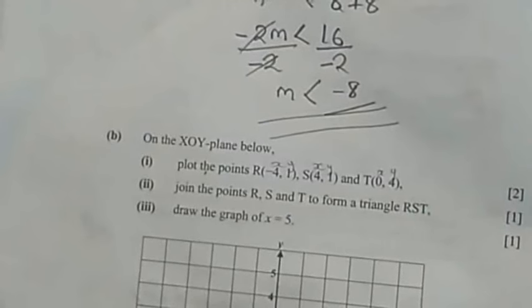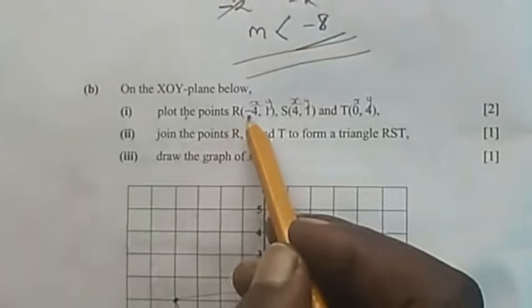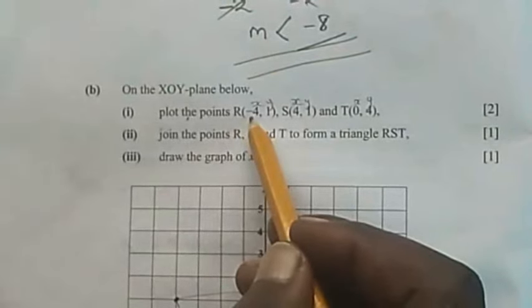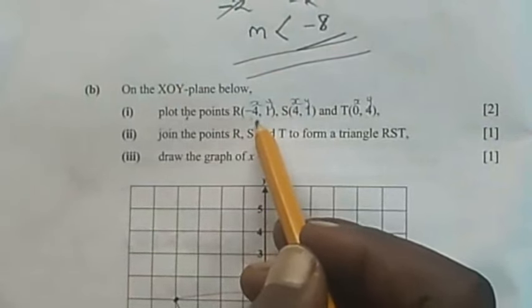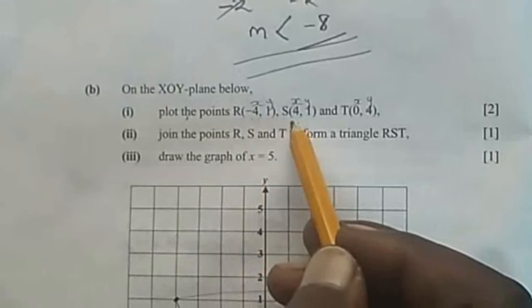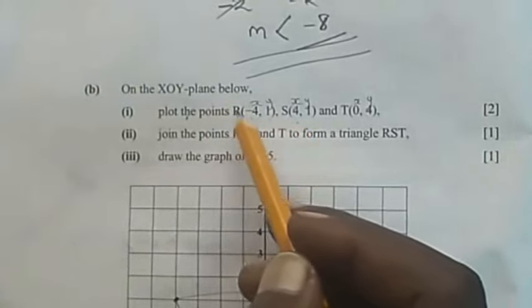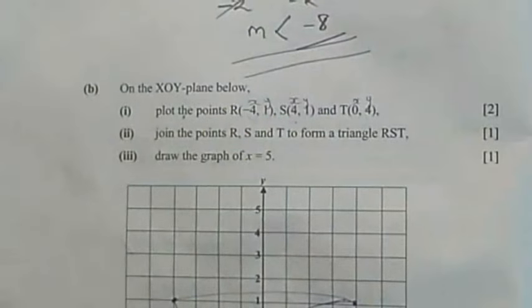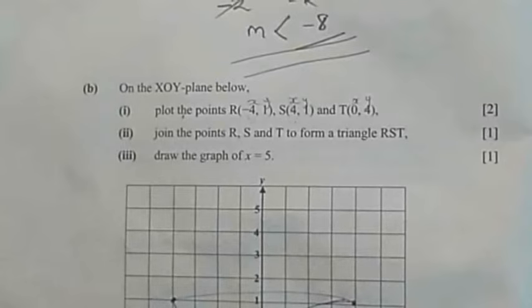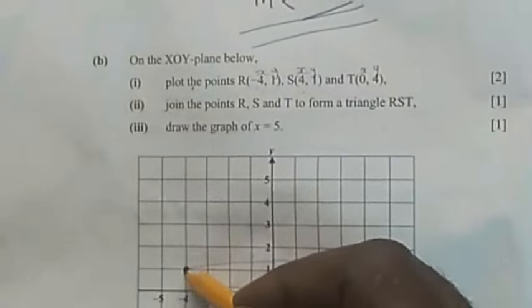Negative 4, 1. The first term given, which is negative 4, is on the x-axis, and this is the y-axis. The 1 is on the y-axis, as you can see from the way it's written on top there. So what I'm going to do now is go to the x-axis, where negative is here.